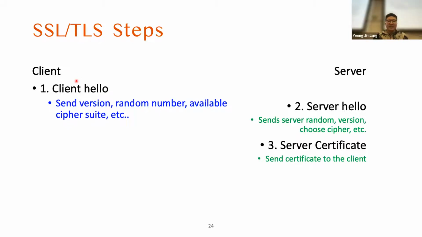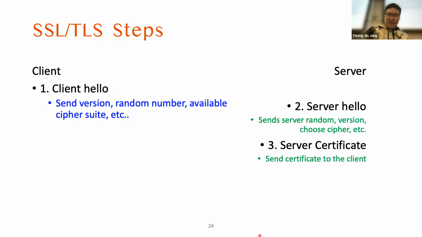And then the client sends a random number, and also sends some of the available cipher suites that I can use. Then the server also sends a random number and a version number, and the server chooses which cipher suite it will use. That preliminary step is required before sending the certificate.